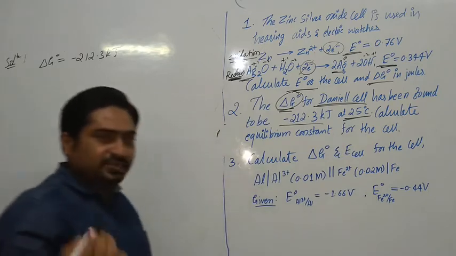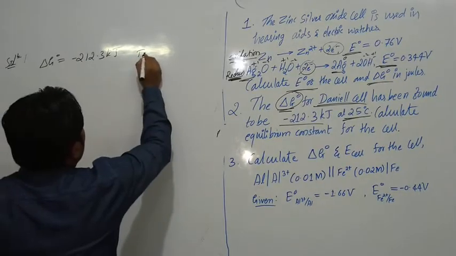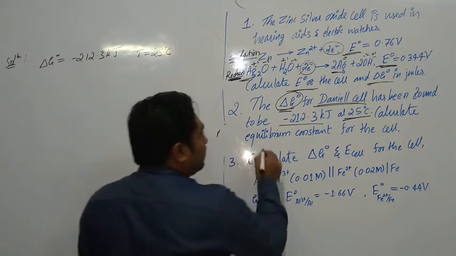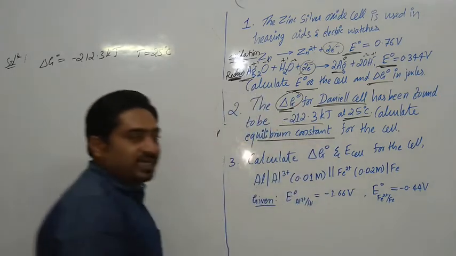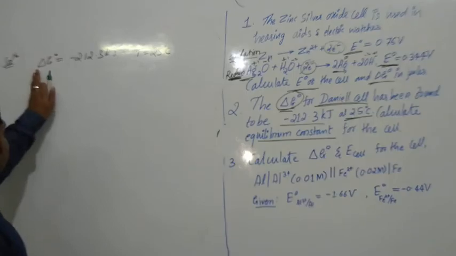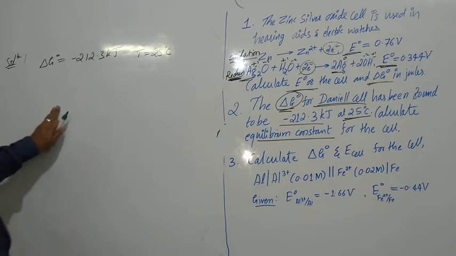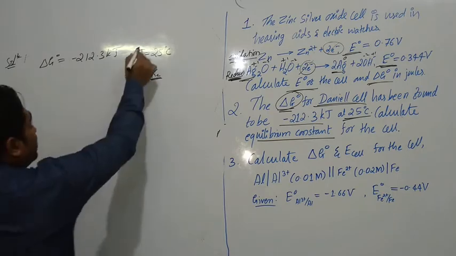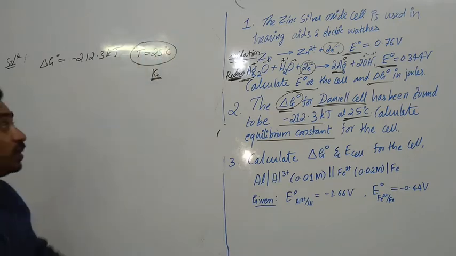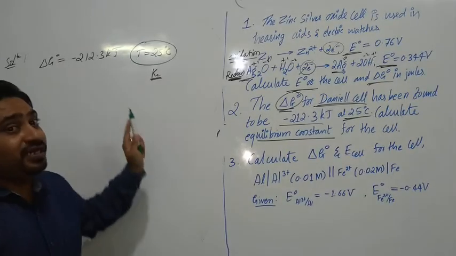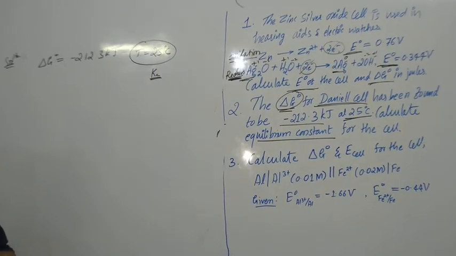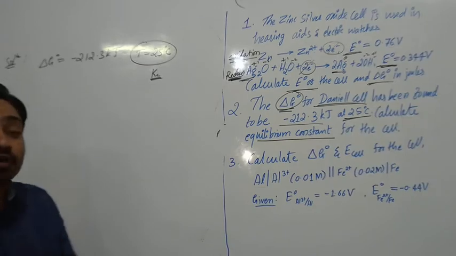25 degrees Celsius, it is my temperature. T is equals to 25 degrees Celsius. Calculate equilibrium constant for the cell. So they have given delta G naught value and they asked for equilibrium constant Kc, and also they have given T, temperature. So the temperature is a hint to select a formula for the reaction.